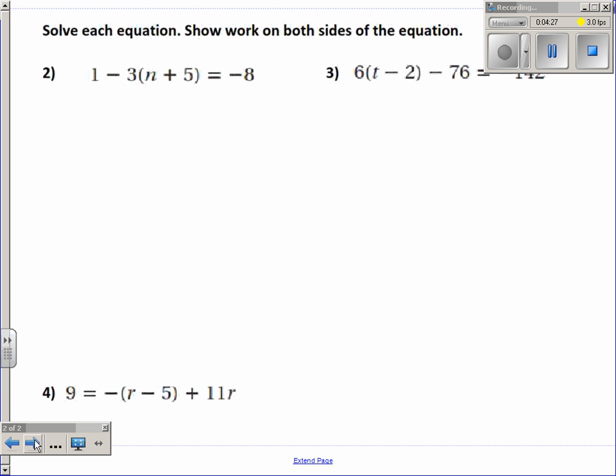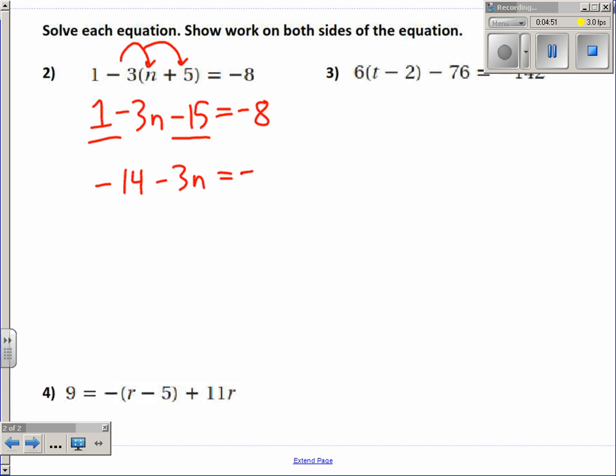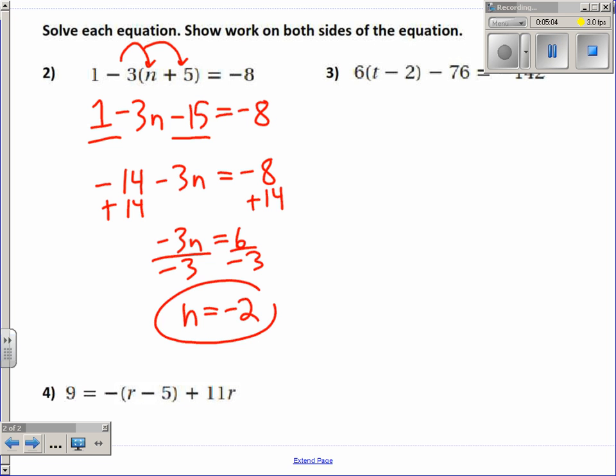We have 1 minus 3 times n plus 5 equals -8. All right, so the 1 we can do nothing with. We're just going to bring that down. But we can distribute that -3. So it's going to be minus 3n minus 15 equals -8. The 1 and the -15 can be combined to -14. And then we bring down the minus 3n equals -8. We need to add 14 to each side, so we're left with -3n equals 6. Divide each side by -3, and we're left with n equals -2.